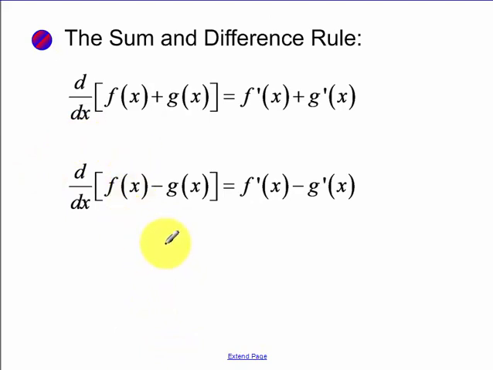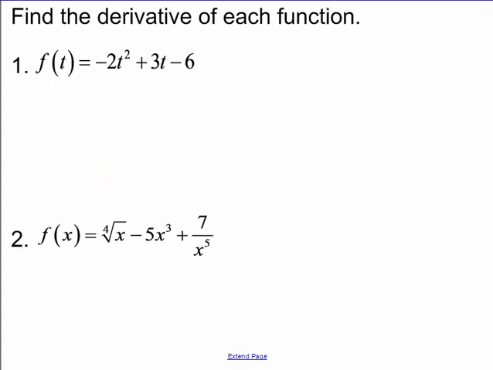You also have the sum and difference rule, where basically I could just distribute the derivative to each one of the terms, whether you're adding or subtracting. And we're going to get to what happens when you're multiplying and dividing here in a minute. But let's do some examples involving this.